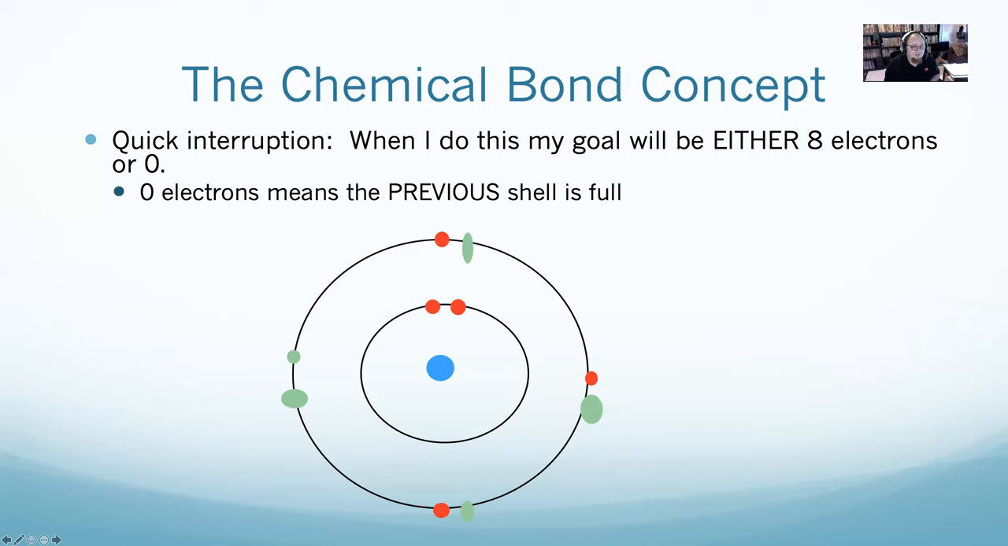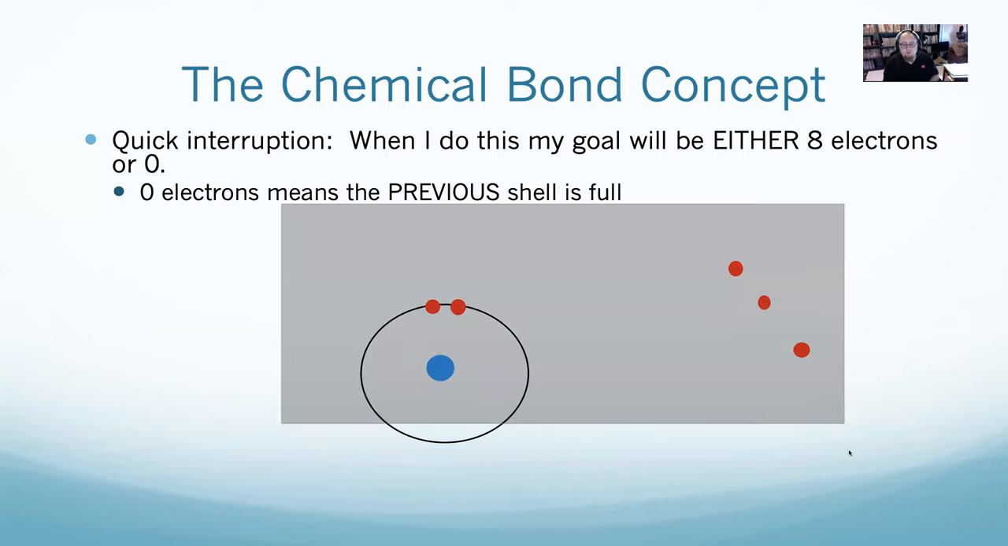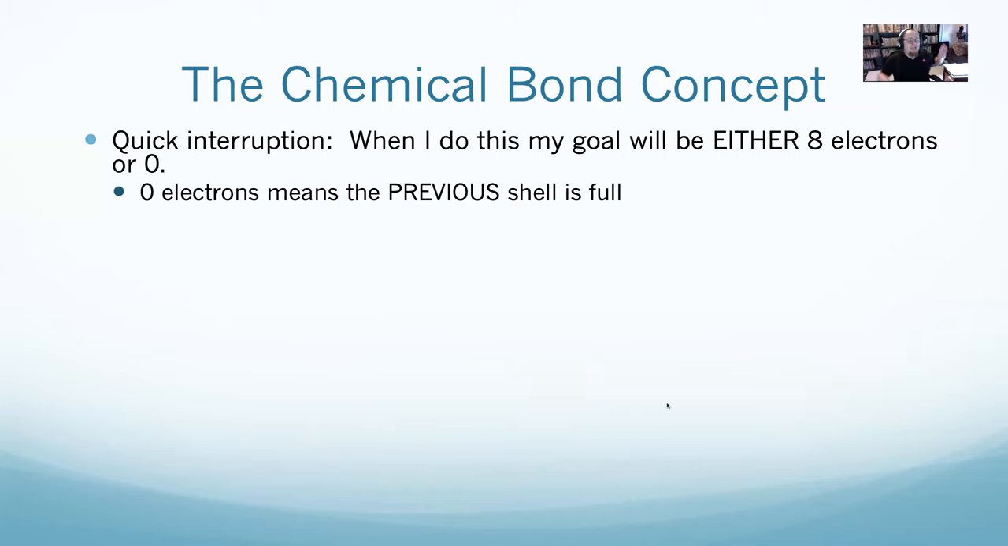It would have 8. But once again, it's not really that I want 8. I want to have a full shell. You see, this also could, instead of that, just ditch this electron, ditch this electron, ditch this electron. This shell is now gone. And the shell inside that is full. Really, your goal for everyone except hydrogen and helium should be either 0 or 8. That the goal isn't necessarily 8, but it's they do whatever they need to do to either have 0 valence electrons or 8 valence electrons.